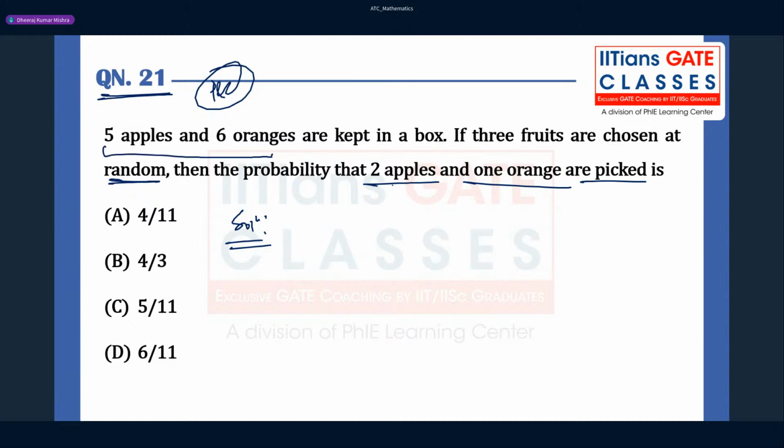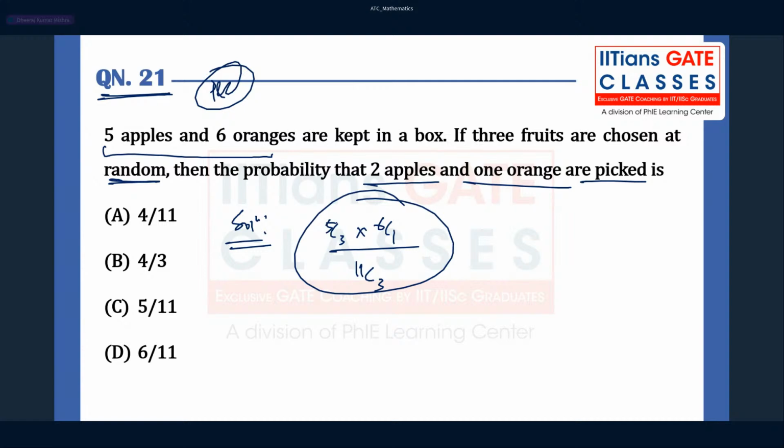You can say 11. Out of 11, you have to choose 3, so 11C3. Because exactly 2 apples and 1 orange you have to find, 2 apples you have to choose from 5, that is 5C2, into 1 orange from 6, that is 6C1. So this is the answer. You can simplify this. I believe everybody knows what 5C2 and 6C1 are. You will get the answer as option A.